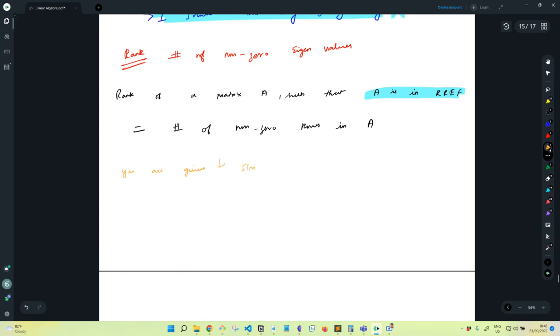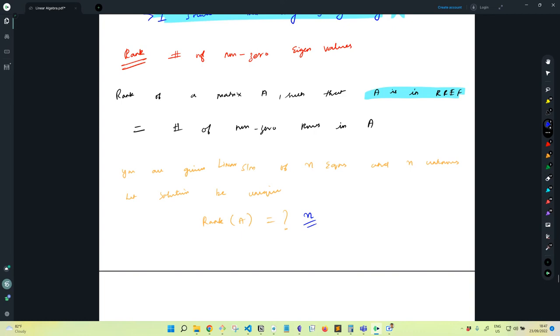Let's say you are given a linear system of n equations and n unknowns. For this system, it happens that the solution is unique. Let the solution be unique. Now, can somebody say what is the rank of A? Sir, n. Why is it n? Because the solution is unique, then all the rows will be non-zero.